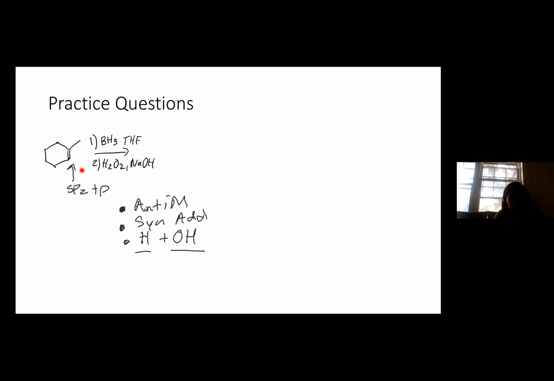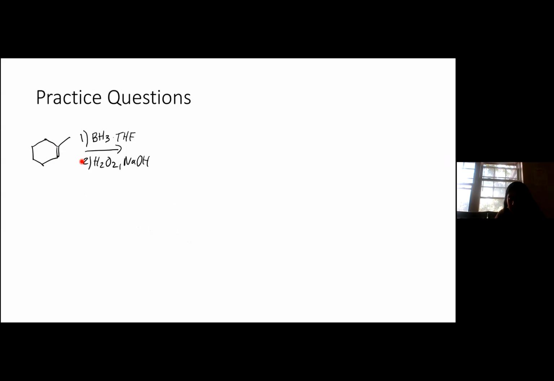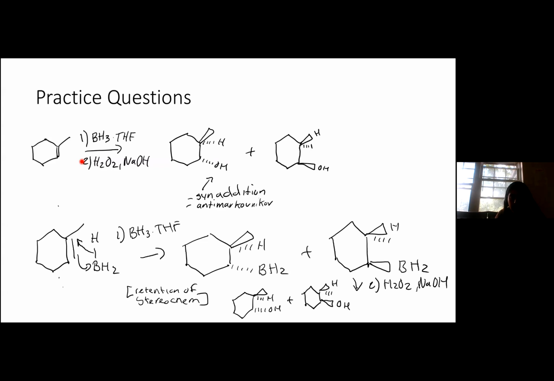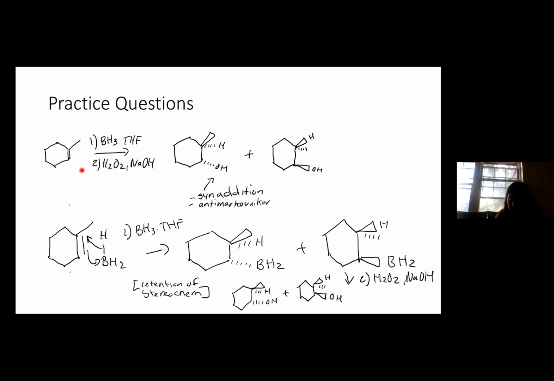But then we also know it's syn addition, and it can occur from the top or the bottom. So then we're able to have 2 different products because it's able to add to the top or the bottom. So this is the products right here. This is when it's added from the bottom, and this is when it's added from the top. Does that make sense? Does anyone have any questions?